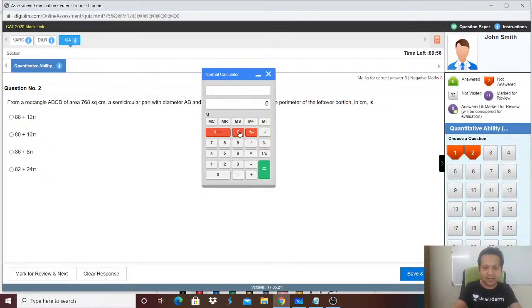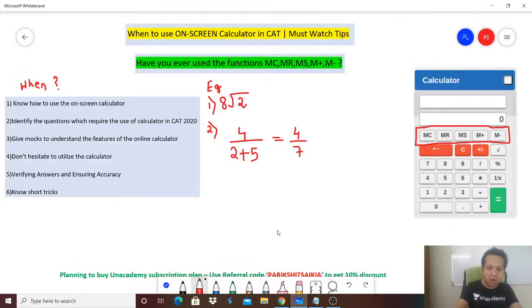Okay, I'll do a clear, 4. Now if you do 4 divided by 2, and then you divide by, let's say, 5, what will happen? You are getting 0.4. Is it correct? It is incorrect. Why? What has actually happened on your screen?